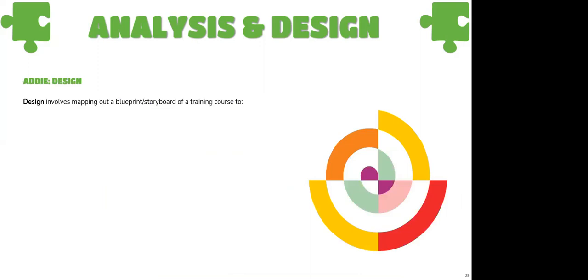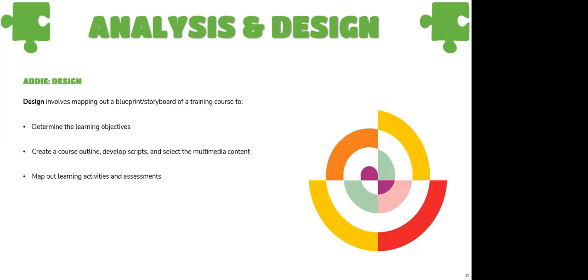In design then, we've looked at the training need in analysis. We're going to assume now that we are building out training to address the need that was identified. So design is basically what we do before we start building the training. Whether we're writing a training document, building an e-learning course, or designing classroom training, it's good practice to design it first. So we build out a blueprint or a storyboard of a training course to determine the learning objectives, which is good to get set as early as possible, to create a course outline, develop our draft scripts, and select the type of multimedia content that we might include.